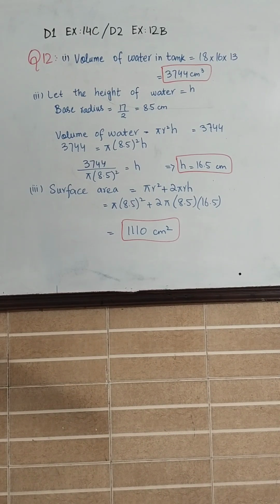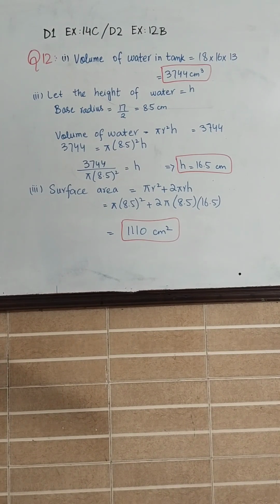So the volume is 3744. If you know the volume of water and you have the radius, put the value in the formula. One thing which is missing is height, so you have to find the height. The other things which are multiplying with h are pi and 8.5 square. When they go to the other side of the equal sign, they will divide. So 3744 divided by pi into 8.5 square is equal to h. So we got our height, which is 16.5 centimeter.